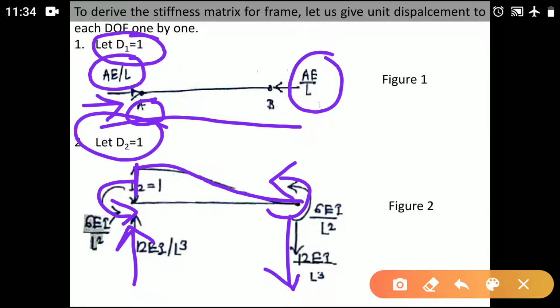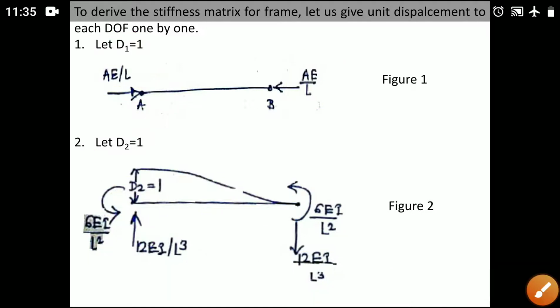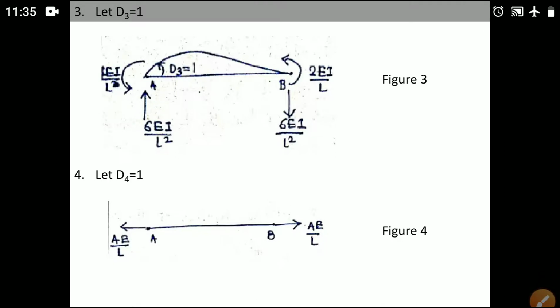To balance this anticlockwise couple, the reaction should form a clockwise couple. Therefore the reaction at node A should be in upward direction, and the reaction at node B should be in downward direction. This amount of reaction at both ends is calculated as the addition of these moments, 6 EI upon L square plus 6 EI upon L square, divided by the span of the beam L. So that is equal to 12 EI upon L cube. That is step number 2. Now let us see step number 3.